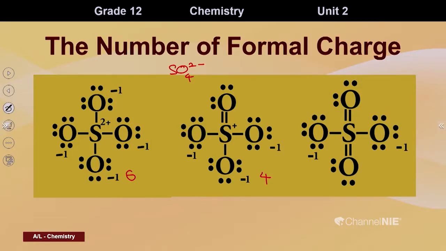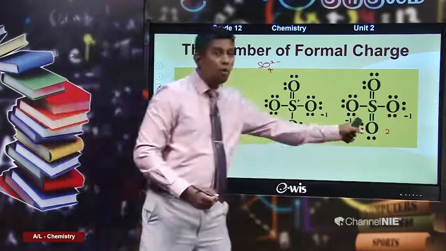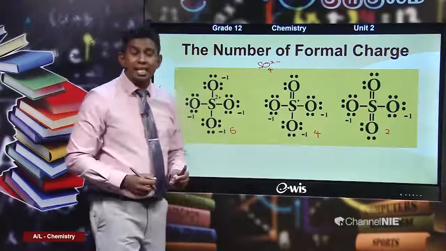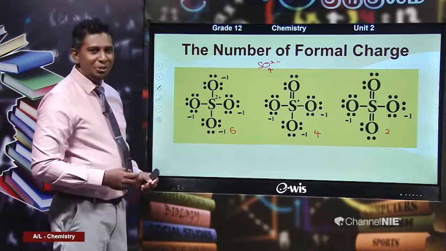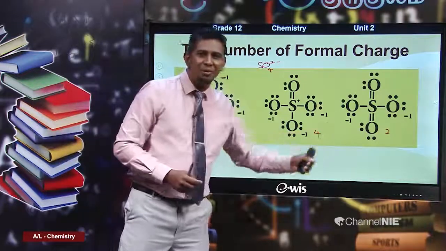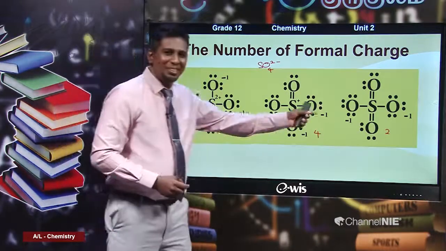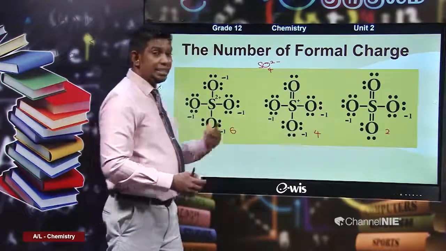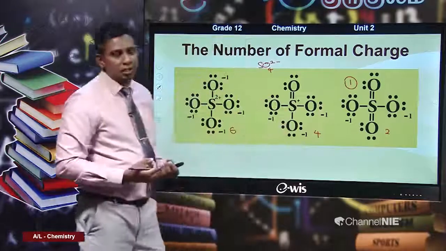Rearranging another pair, you could draw another dative bond there. So then you have 2 as the total charge. So the charge varies 6, 4, 2. Out of those, the least value is 2. You need to know out of 6, 4, 2 which one is the least. Okay, right. So it's 2, not 4, not 6. This is the most stable structure.